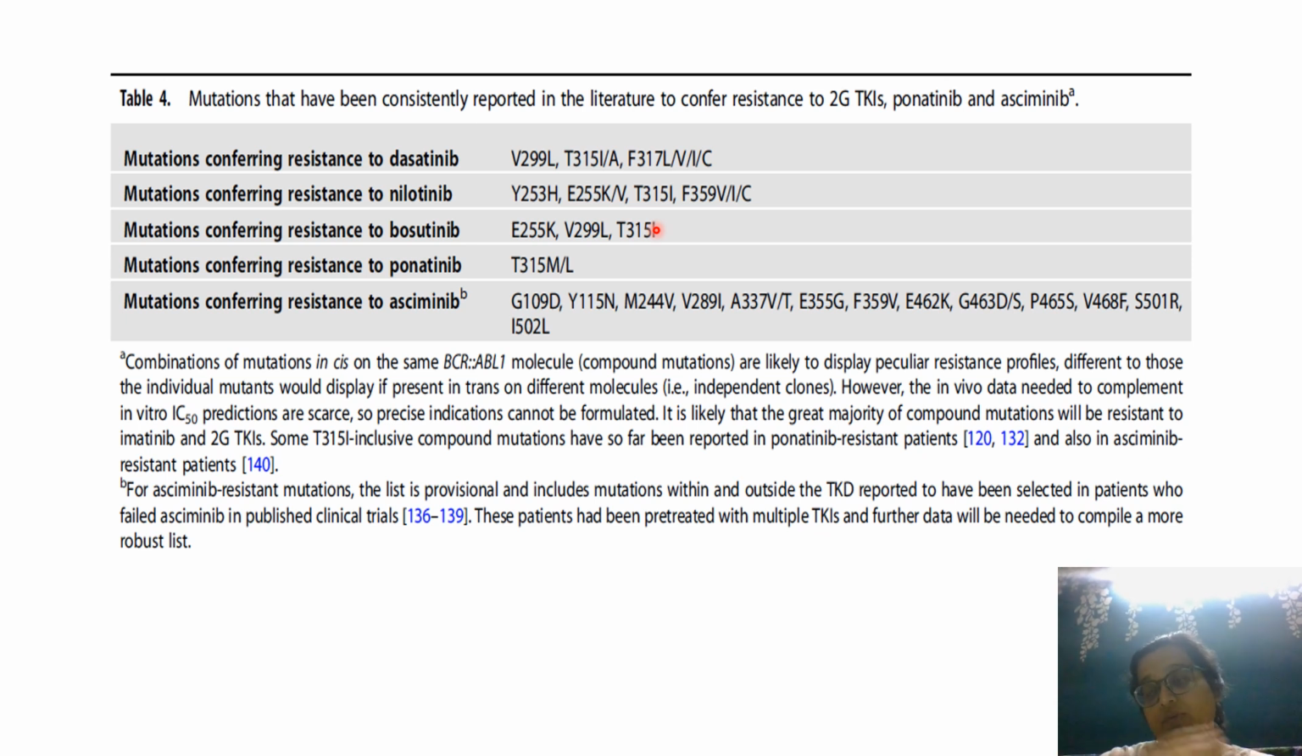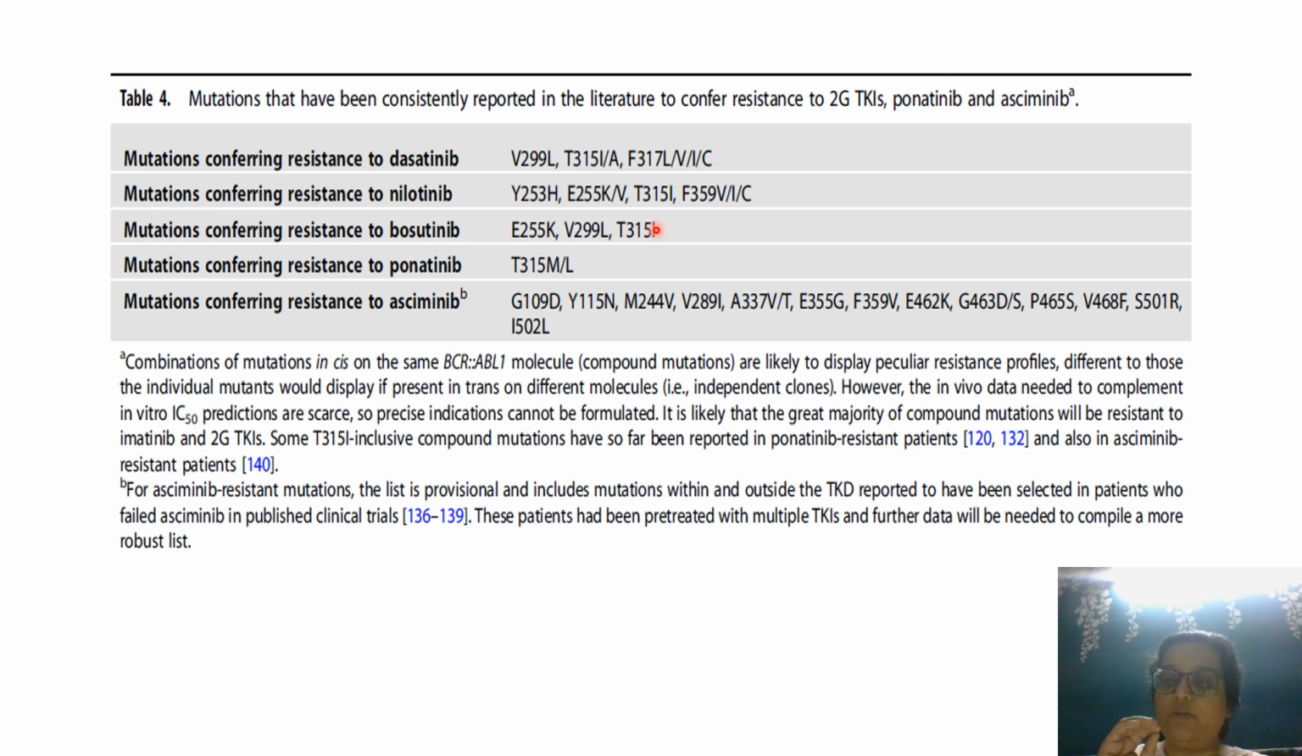You need to know that triangle that I showed you: 10% molecular mutation burden, 1%, 0.1%, 0.01%, and 0.001%. Our ideal aim is to bring the BCR-ABL mutation load in the sample to 0.1%, that is log 3 reduction. Anything more than that is a deep molecular response, perfect.